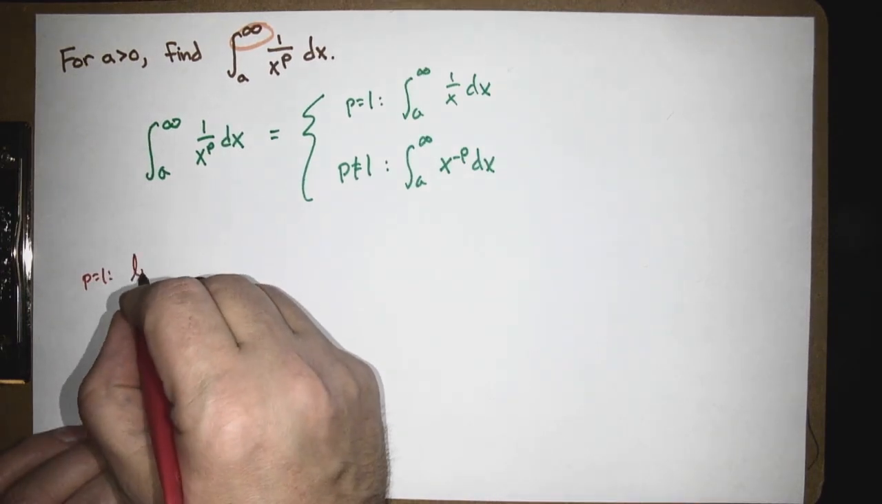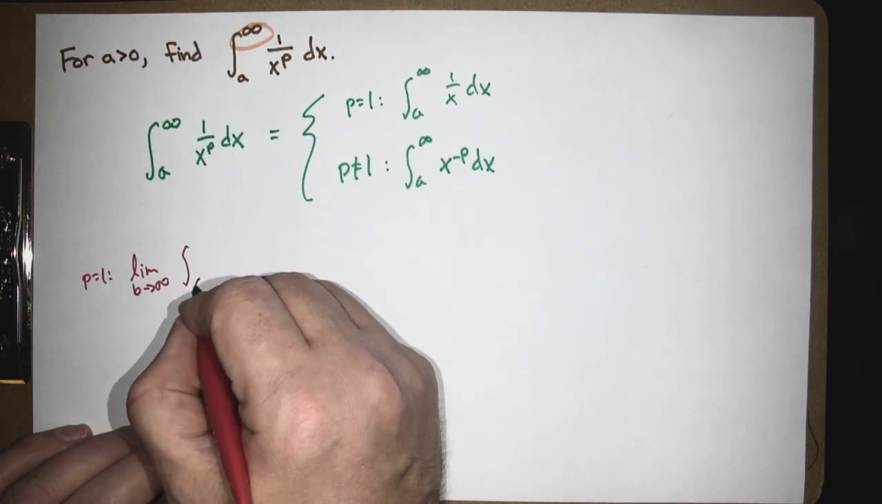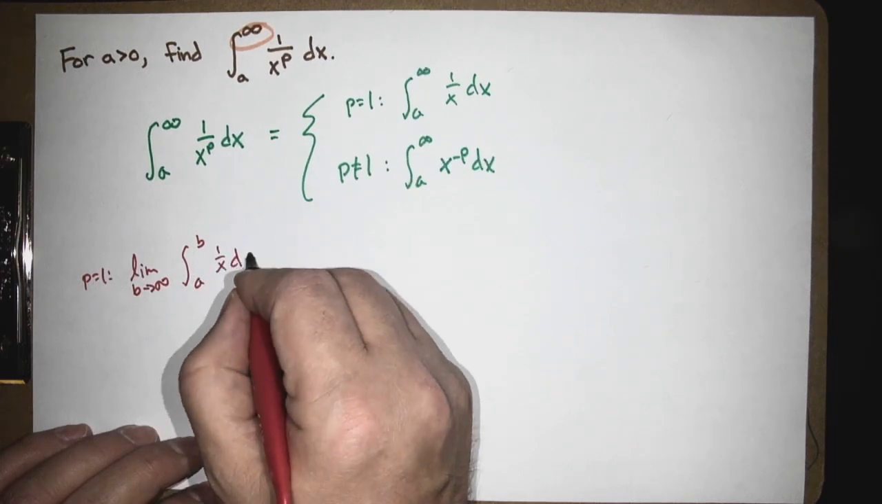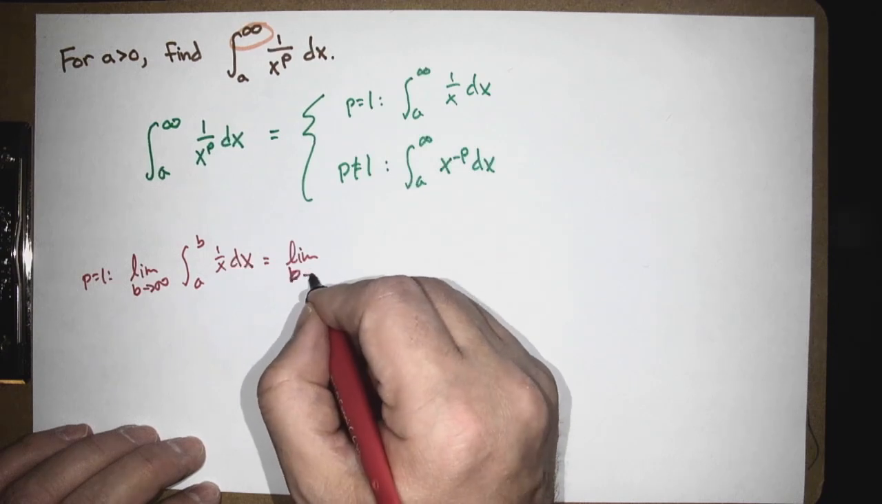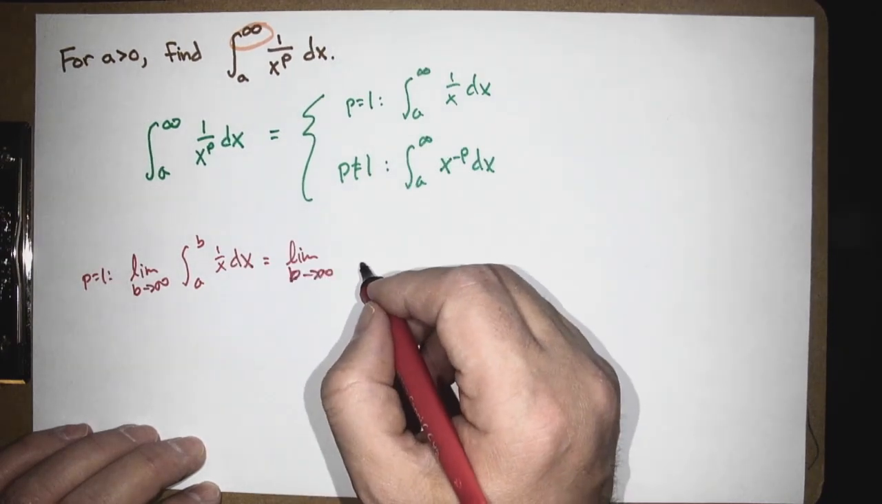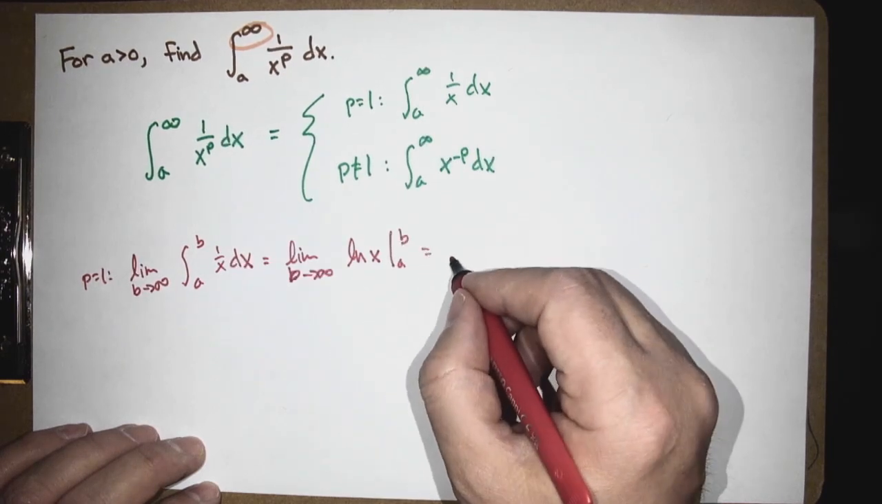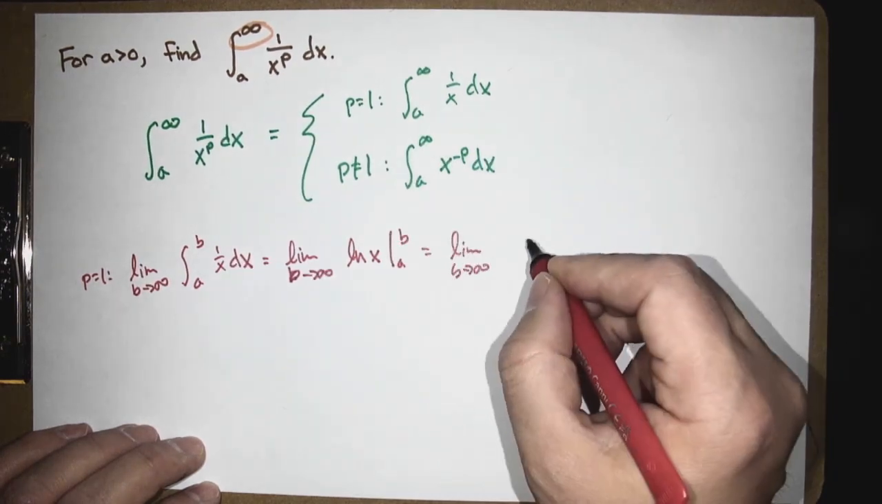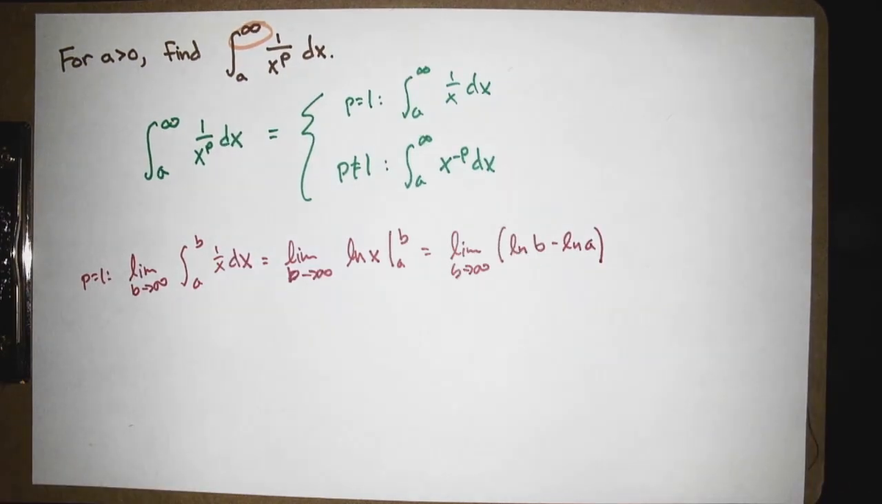So to deal with it, we're going to write this as the limit as b gets close to infinity of the integral a to b of 1 over x dx. So what's the integral of 1 over x? Natural log. Evaluate from a to b. So this is the limit as b goes to infinity of log b minus log a. Now log a is fixed. That's not changing. The b is what's changing. What happens to log as you head off to infinity?